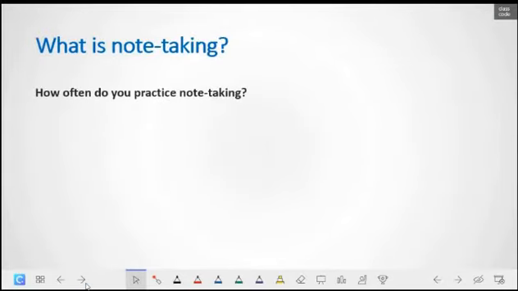So what is note taking? How often do you practice note taking? Now, you might need note taking, especially when you want to remind yourself of the main important points. Sometimes, for example, your father or your mother might ask you to do a number of things. So here, you don't write everything your mom or your dad says.